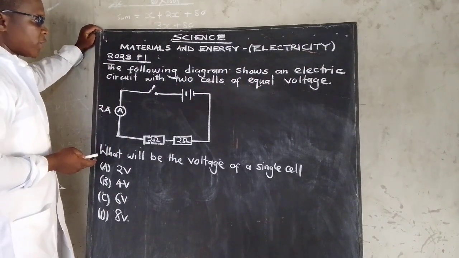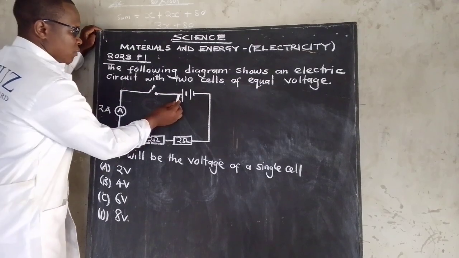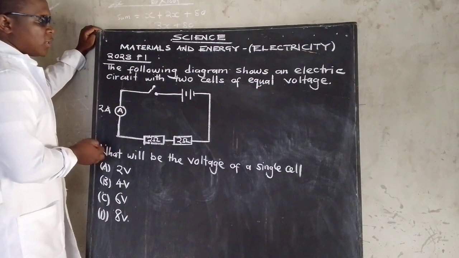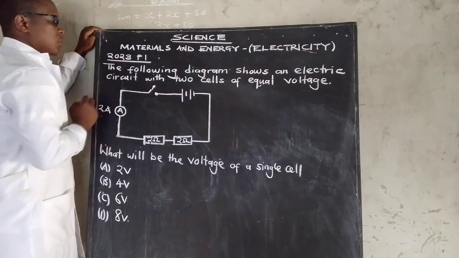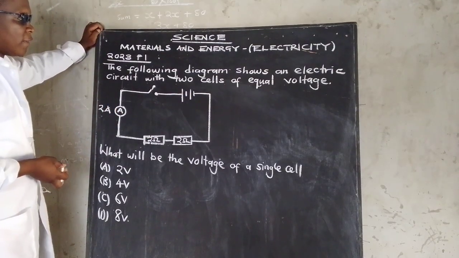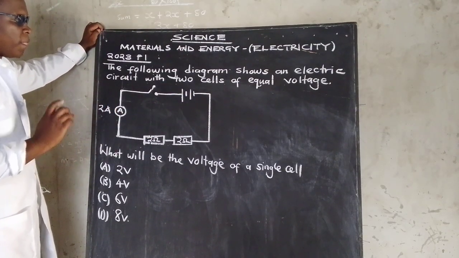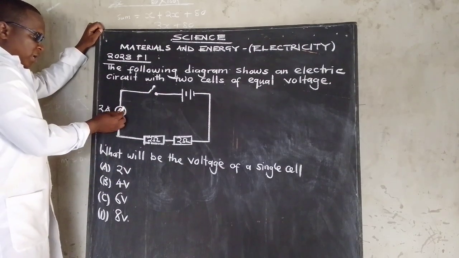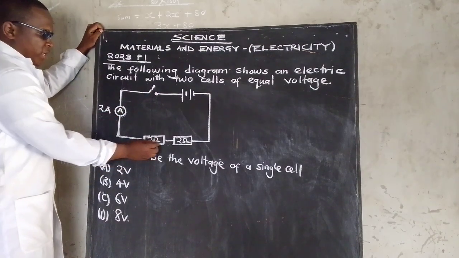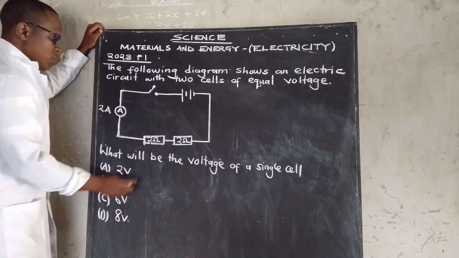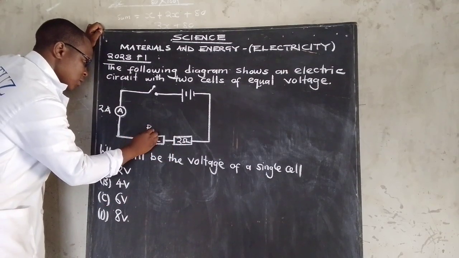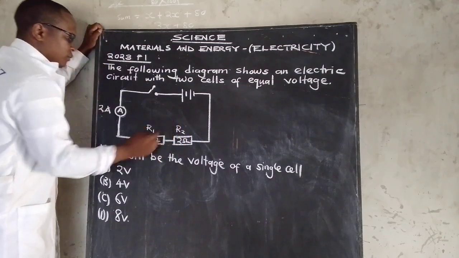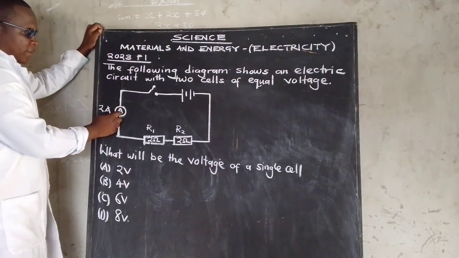So this circuit diagram has two cells, 1 and 2, and we are told these cells are of equal voltage. We have a switch, an ammeter, and two resistors: resistor 1 and resistor 2.